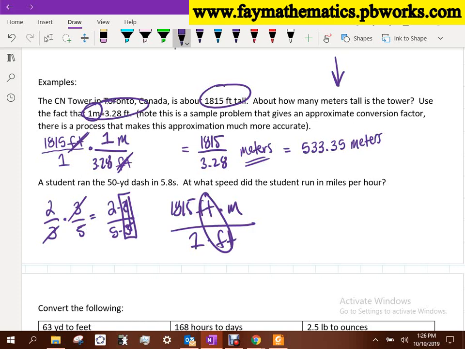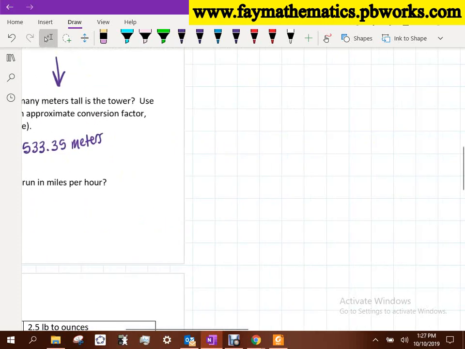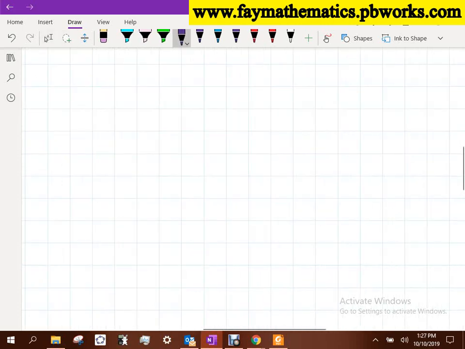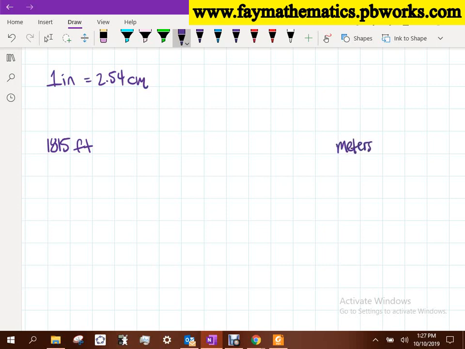But my next question, and we have time to do this, is what would this be if I gave you the fact that 1 inch is equal to 2.54 centimeters, and I asked you to go from 1815 feet to meters? Not knowing that previous conversion factor that we used. Okay? So let's go through the same process.